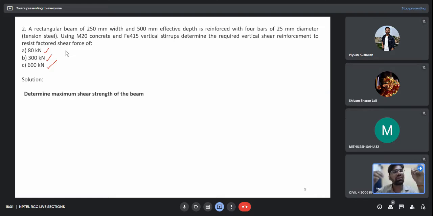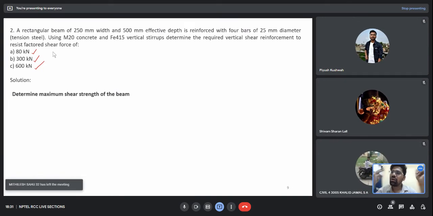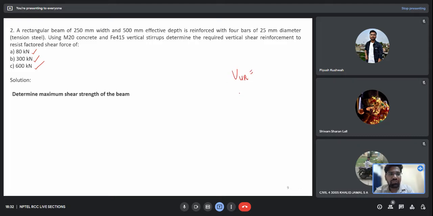So there is no need to find what is the dead load or the live load. Here they are already asking me to design the shear reinforcement, that is, to determine the required vertical shear reinforcement for the first case of 80 kilonewton, 300 kilonewton, and 600 kilonewton. So they have given VUR. Now all the steps remain the same. Firstly, I will find VUC, the shear resisted by the concrete. Then I will find VUS, that will be VUR minus VUC.